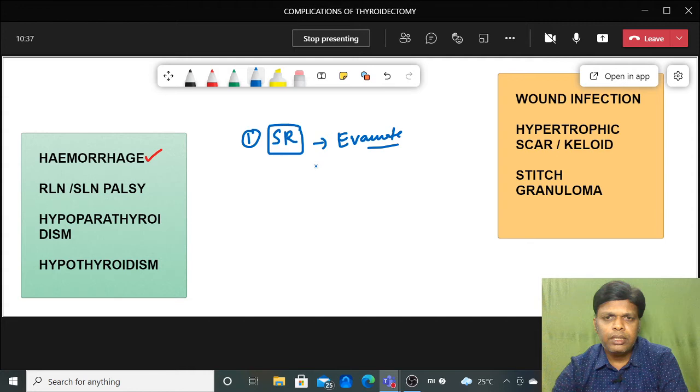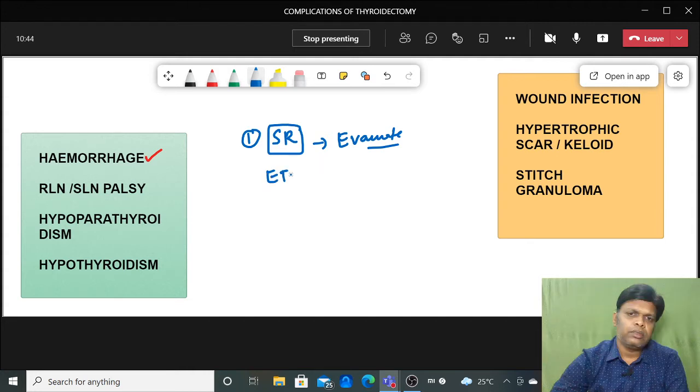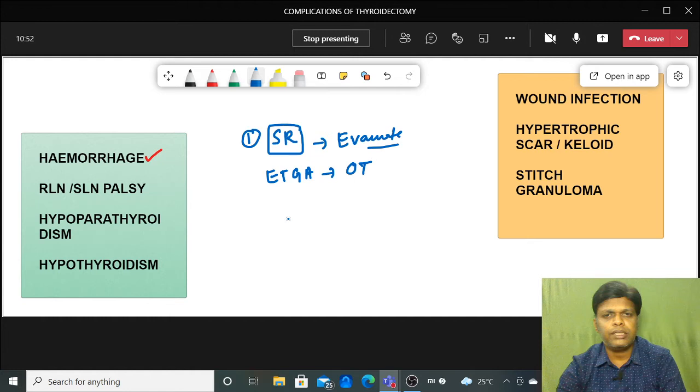Then, under endotracheal general anesthesia, you take the patient to the OT and try to find out the cause of the bleeding and arrest it. That is what you have to do in case of tension hematoma. Okay, this is the first complication.